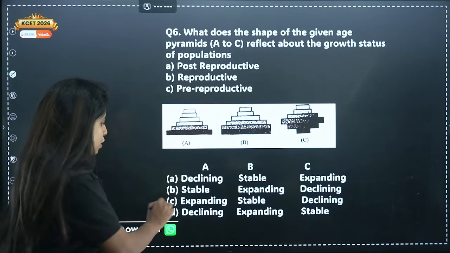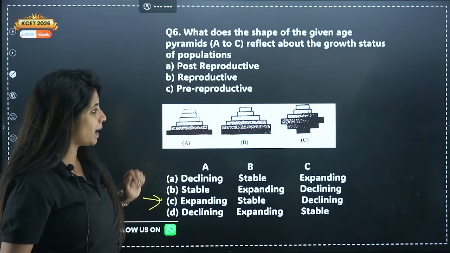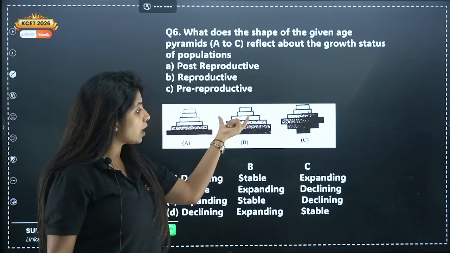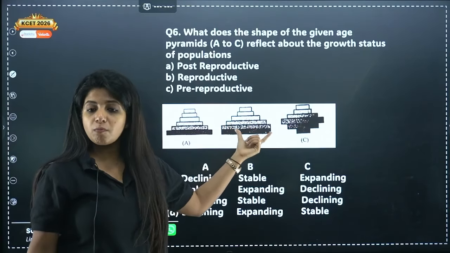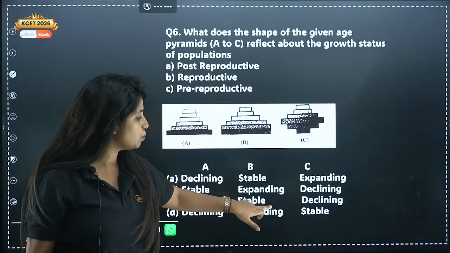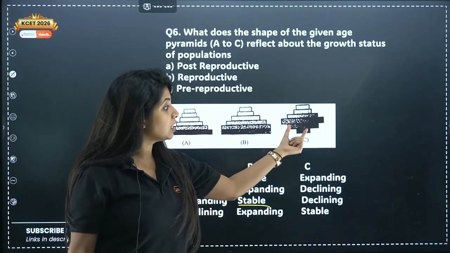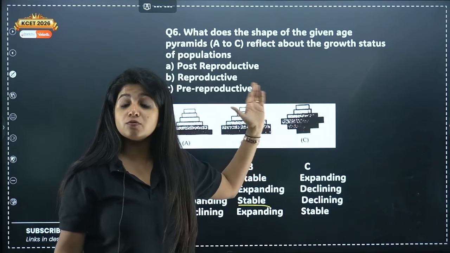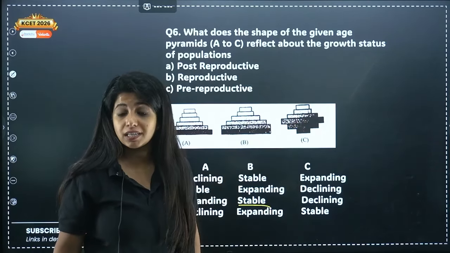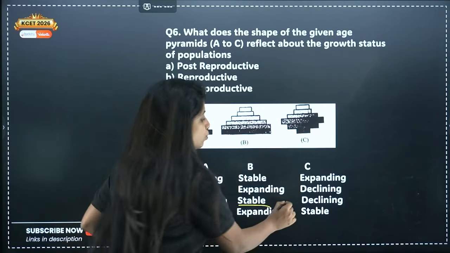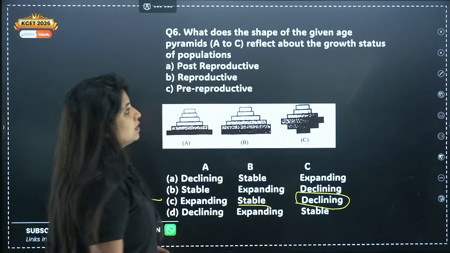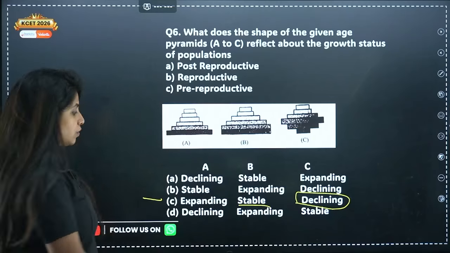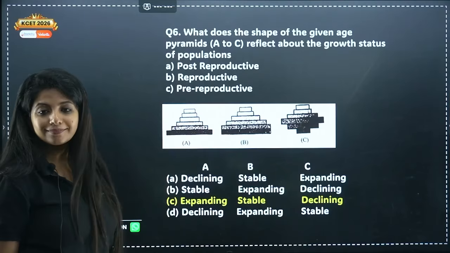Yes, ma'am. So this is the option that I have. A is expanding. B, both of them, reproductive and pre-reproductive, are in the same amount. That means it's a stable environment that is being created. Over here, if you see, the pre-reproductive group is very less. So in future, there are only less organisms to reproduce and maintain the population size. It is declining. These are the age pyramids that we have. So your answer for this question becomes C.